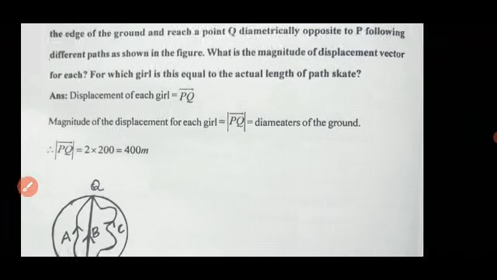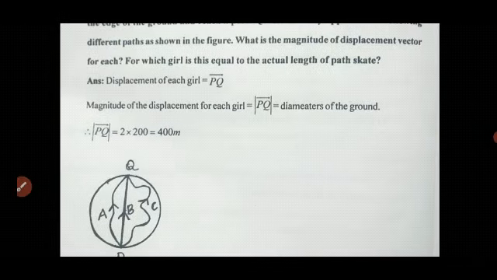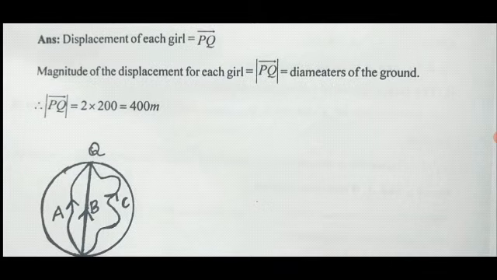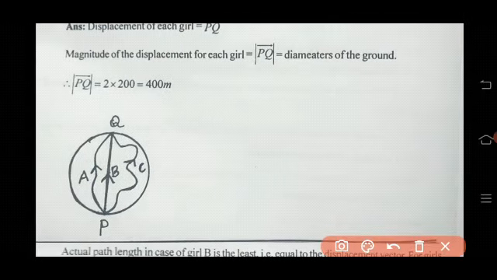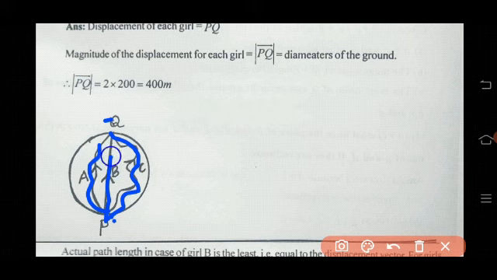So see the picture. So there are 3 girls who skate within this circular ground. So girl A skate in this path to reach Q, C in this path to reach Q, B she skate diametrically from P to Q.